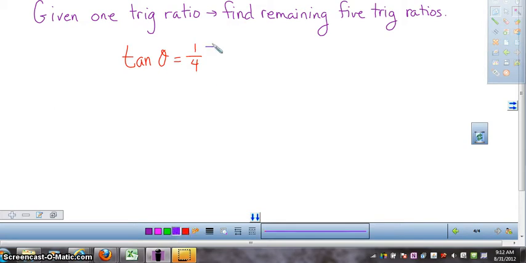Well, we know that according to our definition, 1 is opposite of theta, and 4 is adjacent of theta. And we know that if we're talking about these, we're talking about a right triangle. So you need to draw yourself a right triangle. It can look any way you want it to look because you're just telling what values you want. And you need to pick theta. Obviously, it's not the 90. So either this can be theta or this can be theta. It doesn't matter where you put it.